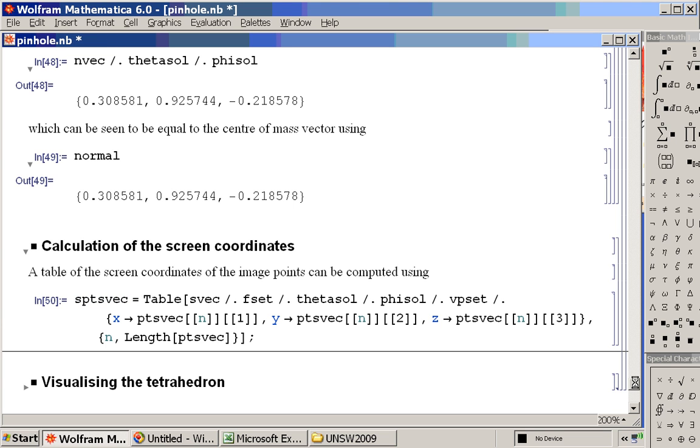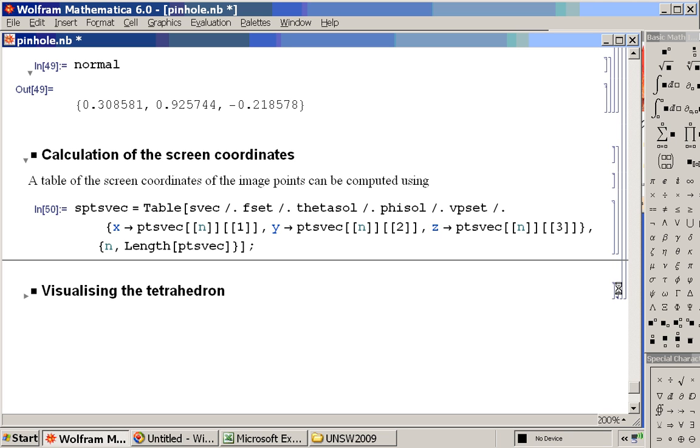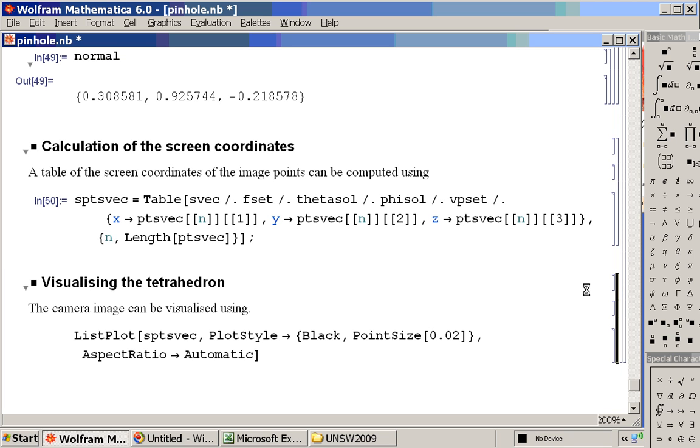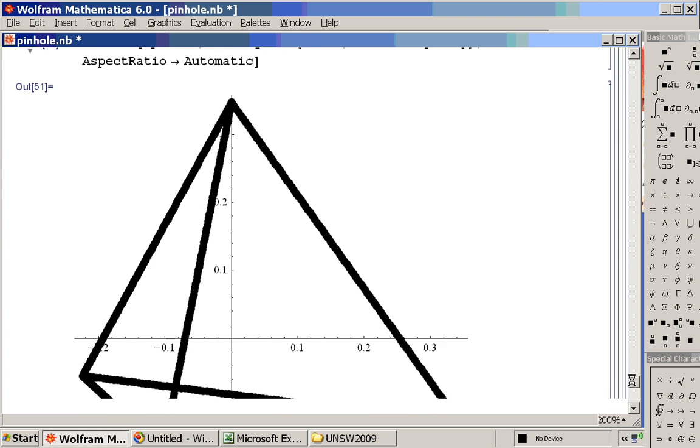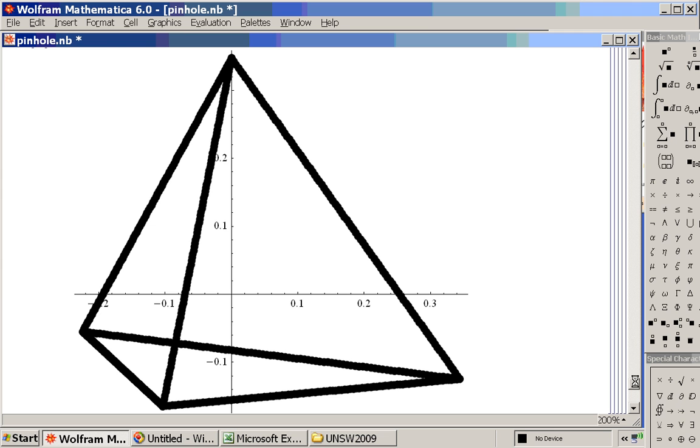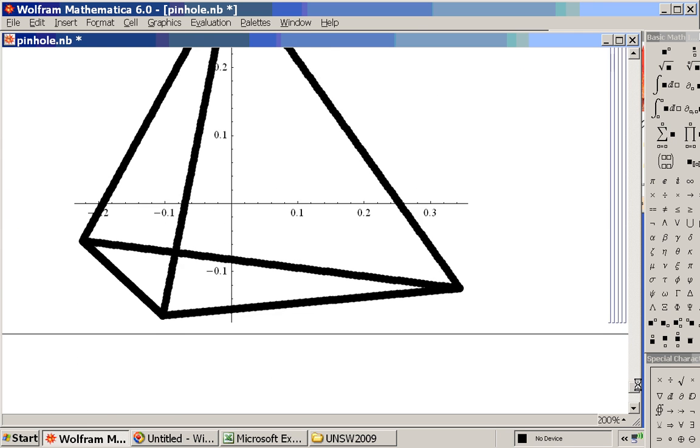So now I've got all those points, and I want to visualize them. So what I'm going to do is to plot all of them using the two-dimensional Mathematica function ListPlot, and doing that. And there's a picture of the tetrahedron viewed from the point I mentioned.